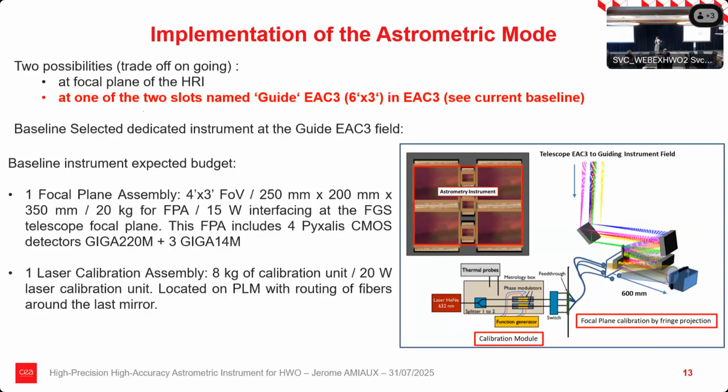And you've got a laser calibration assembly, which has been assessed at 8 kilograms for the calibration unit and about 20 watts, which is under development at Grenoble, which will be located at the PLM with a routing on fiber around to the last terminal, which represents about 600 millimeters of optical fiber.